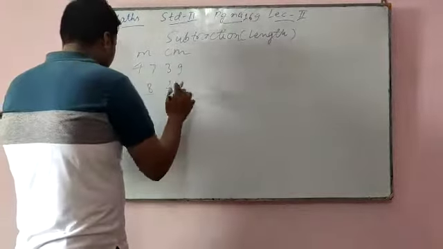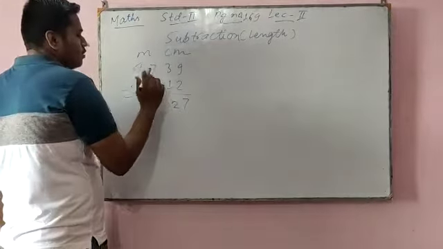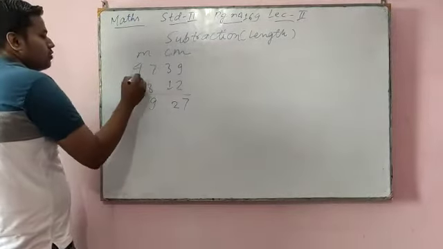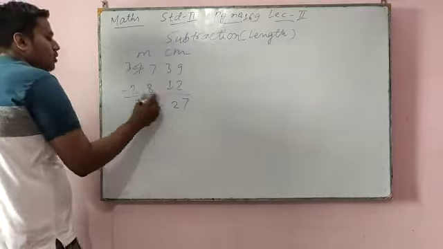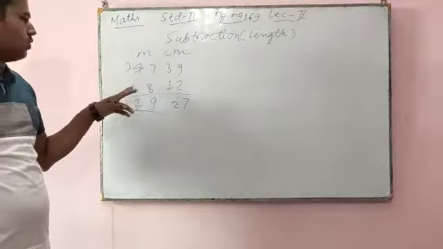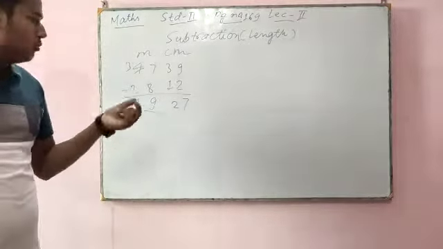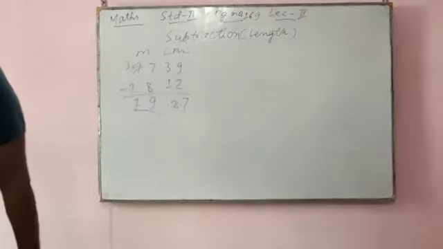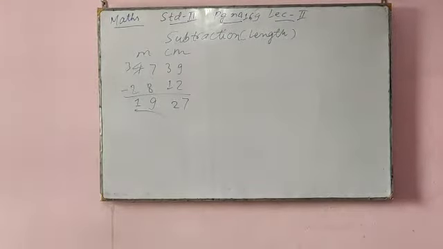Now subtract: 9 minus 2, 7. 3 minus 1, 2. 17 minus 8, 9. So it will become 3. 3 minus 2, 1. You need not cross and write it. You just do it in your mind and write the answer. So the answer will be 19 meter, 27 centimeter.